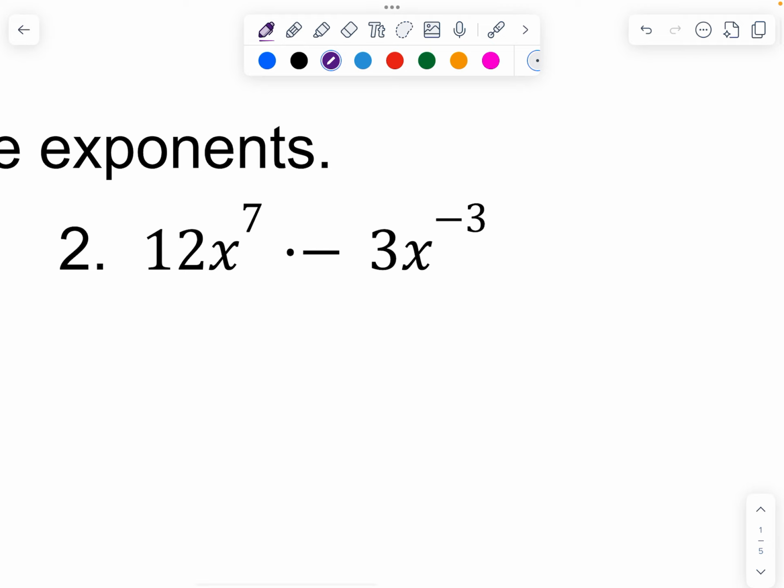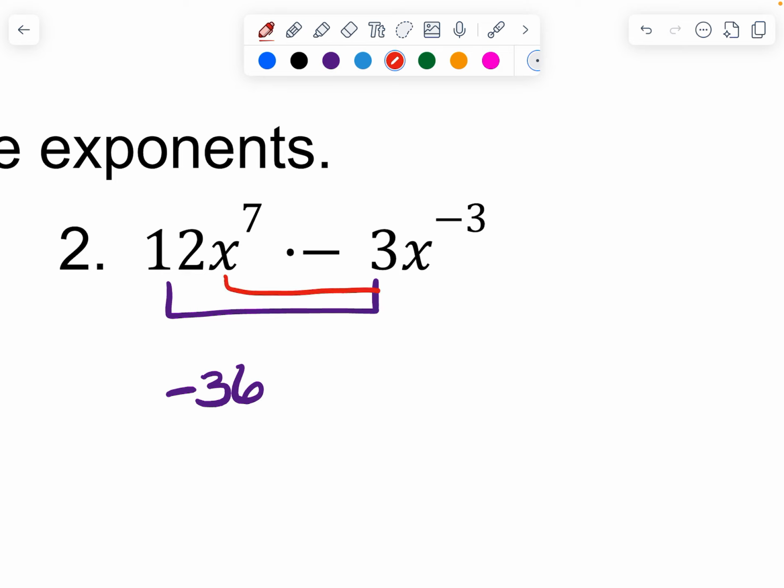Next, we don't have a power raised to a power. We have multiplying same bases, except the coefficients are different, so we multiply those as is. But here we're multiplying things with the same base, so you add their exponents. So when I'm adding a negative, when I do this, I will get negative 36 x to the 4th.